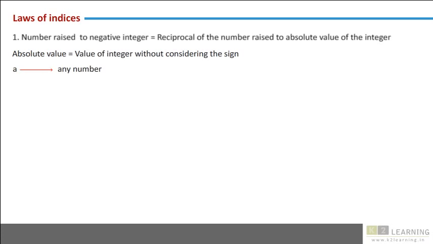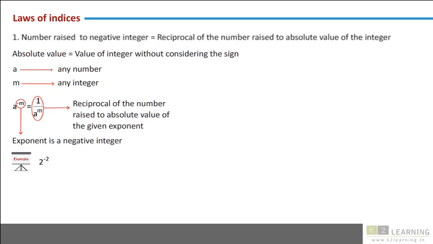Consider any number A. Let m be any integer. Then A raised to minus m is equal to 1 by A raised to m. For example, 2 raised to minus 2 is equal to 1 by 2 raised to 2.